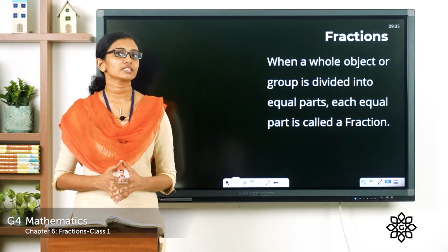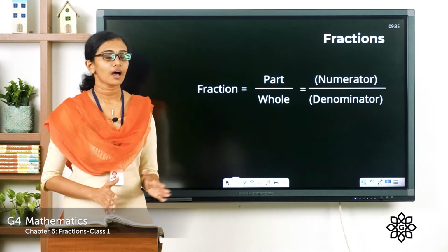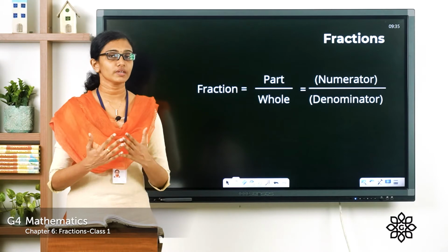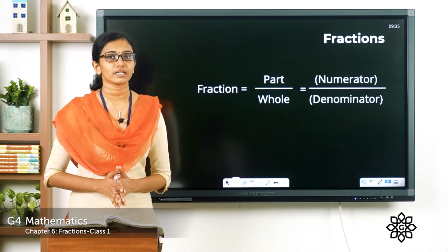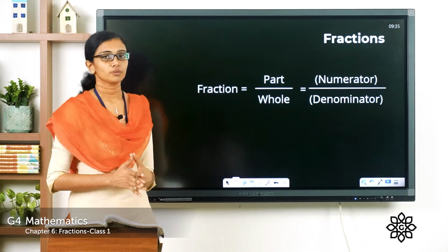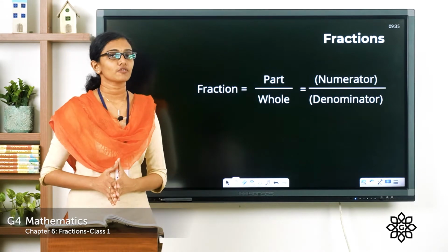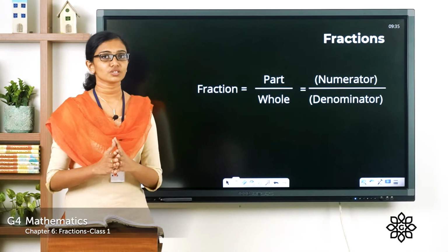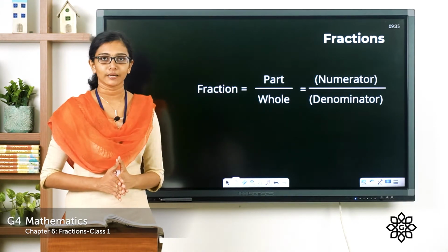So a fraction is usually represented in the form part by whole. Part means the number of equal parts we are considering now, and whole means the total number of parts. The number at the top, or the part, is called the numerator, and the number at the bottom, or the total number of parts or the whole, is the denominator. So a fraction is usually represented as numerator by denominator.